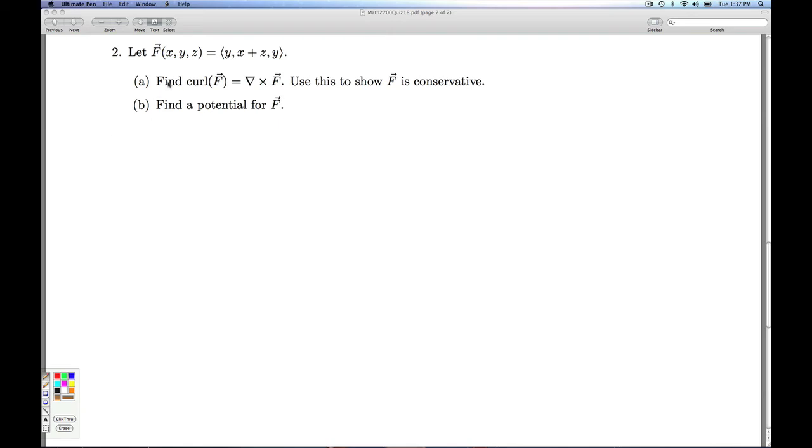Okay, part A, we're asked to find the curl of F and use this to show F is conservative. So we have a theorem. Suppose we have a three-dimensional vector field, F of x, y, z, and it has component functions M, N, and P.